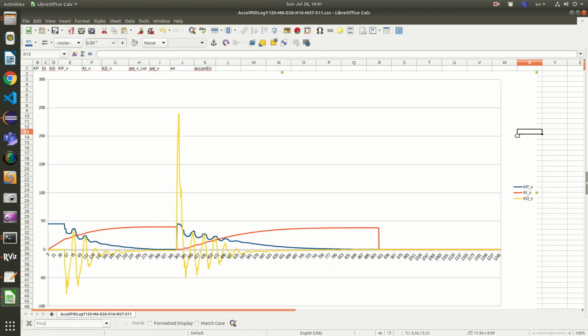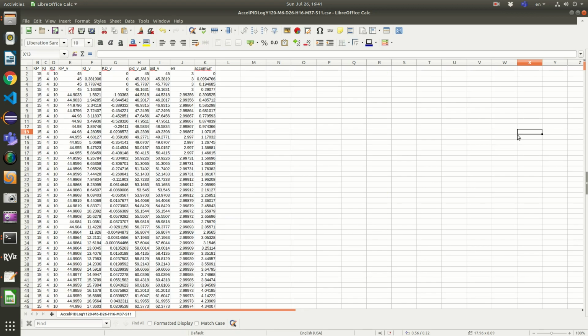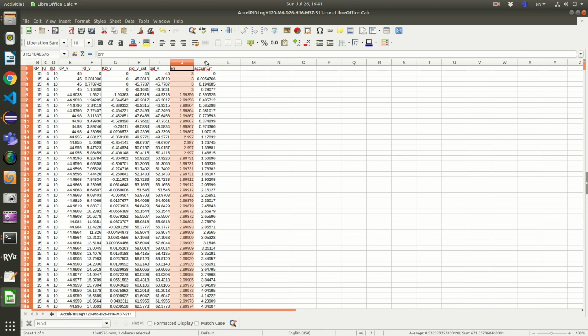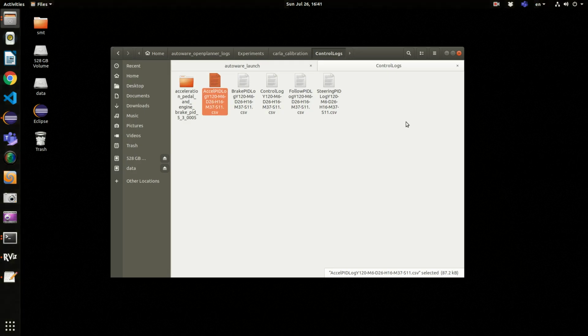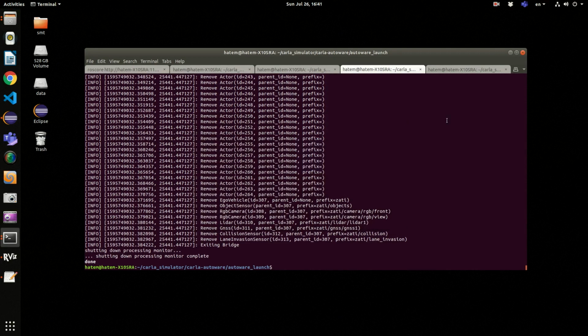If we have a look at the parameter file, before I move to that, actually we can see here there is more information. We can see the error, accumulated error, and we can compare between the output of the PID and the threshold cut from the maximum and minimum values for this PID. So let's check the file again.